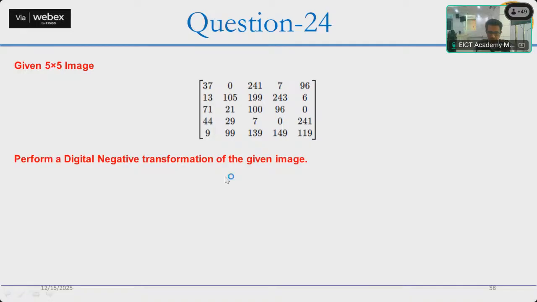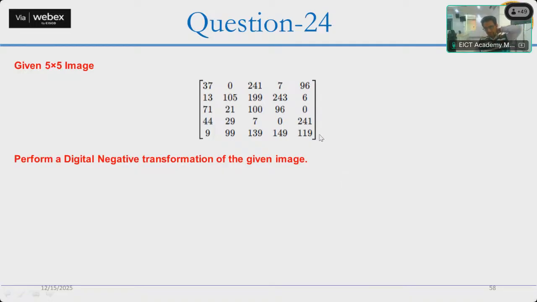Coming to this question, negative transformation, can you calculate it? Again, it's a simple thing. It is L minus 1 minus r. What will be the capital L here? r is basically the present intensity. L is the level, basically the overall value. Yes, 255.